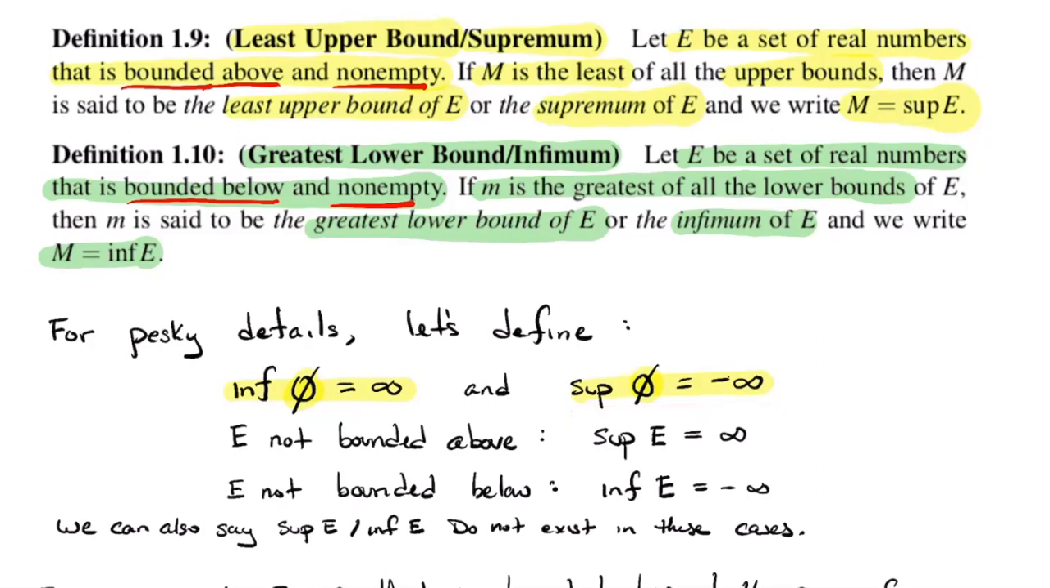Likewise, if E is not bounded above, we can say that its supremum is infinite. If it's not bounded below, its infimum is negative infinity. But I actually happen to prefer to be in the camp that if E is empty or it's not bounded above or below, I just say that the supremum and the infimum are not defined. So the author kind of wants to have this larger language, but for empty sets or sets that aren't bounded, we'll just say that their supremums and infimums don't exist.